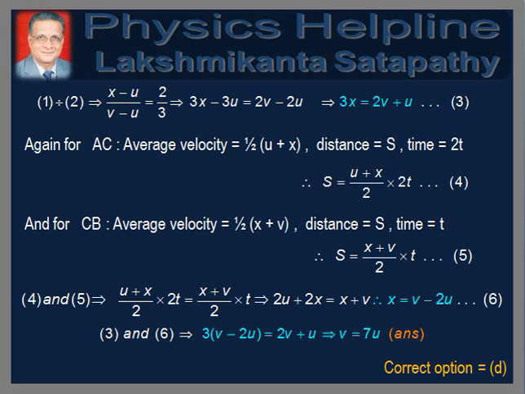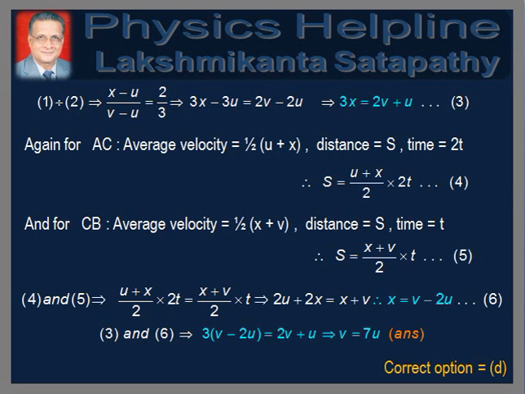Similarly, for the part CB, average velocity is equal to (x plus v) divided by 2, distance covered is equal to s, and time is equal to t. Therefore, we get s is equal to (x plus v) divided by 2 into t. Equations 4 and 5 imply that (u plus x) divided by 2 into 2t is equal to (x plus v) divided by 2 into t. On simplification, this gives x is equal to v minus 2u.